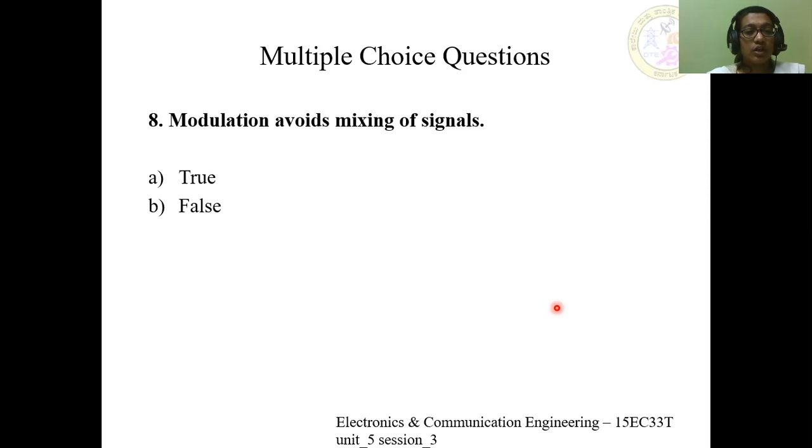Question 8. Modulation avoids mixing of signals. The statement is true or false. Answer is A, it is true.